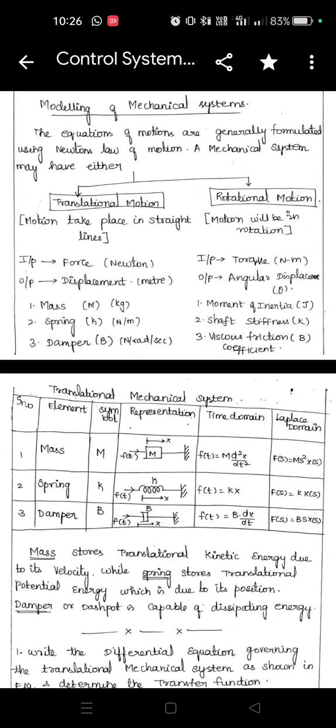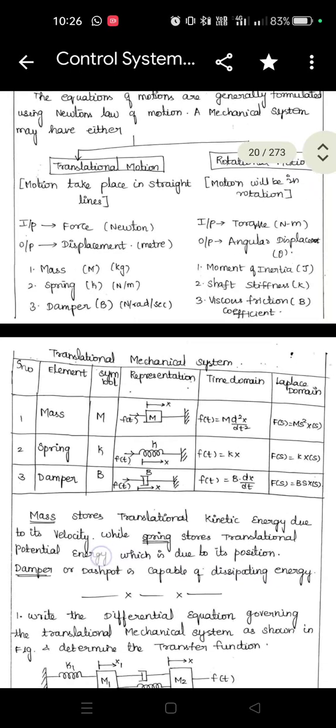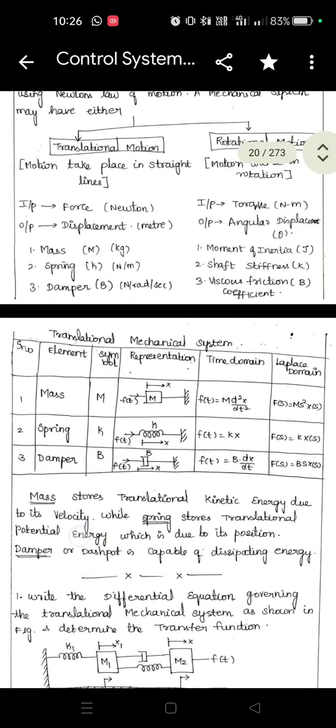So in translational motion, input will be force and output will be displacement. Whereas in rotational motion, input will be torque and output will be angular displacement. There are three elements used in both motions. Mass, spring, dashpot are the three elements of translational motion. They can be denoted as M, K and B.